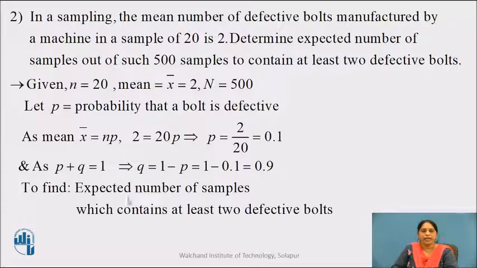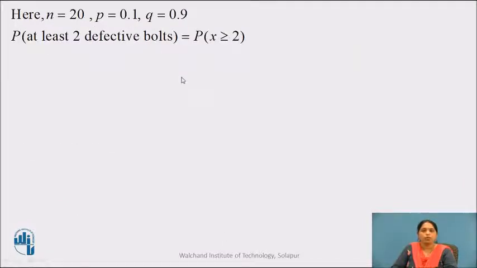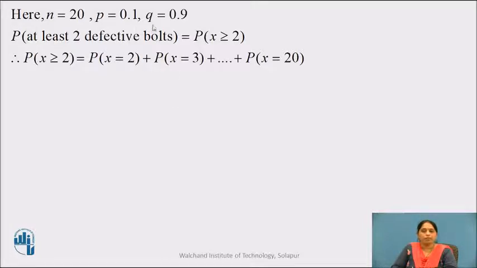Here we have to find out the expected number of samples which contain at least 2 defective bolts. At least 2 means minimum 2. So the frequency is obtained as capital N into probability of x greater than or equal to 2. First of all we have to find the probability of x greater than or equal to 2. Here p is 0.1, q is 0.9 and n is 20. So probability of x greater than or equal to 2 can be expressed as the probability of x equals 2 plus probability of x equals 3 and so on up to probability of x equals 20.